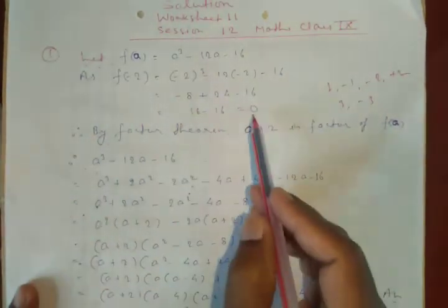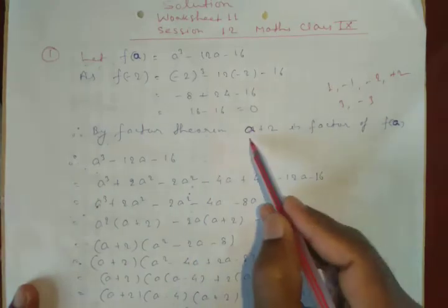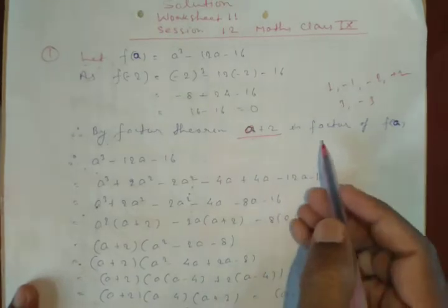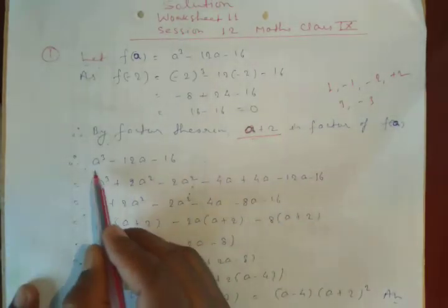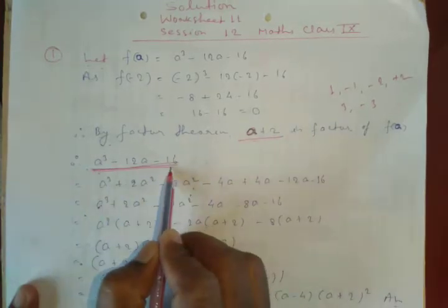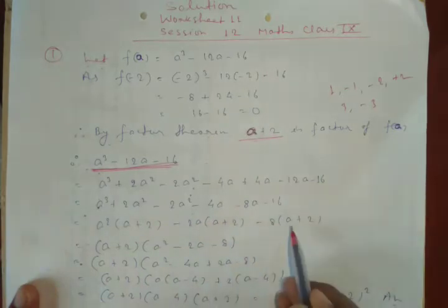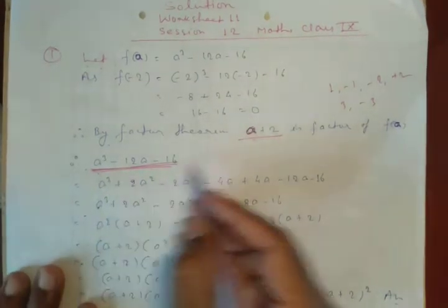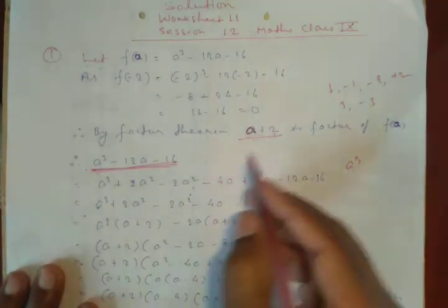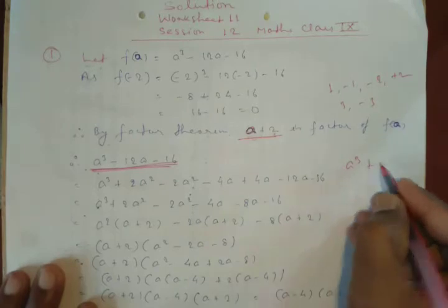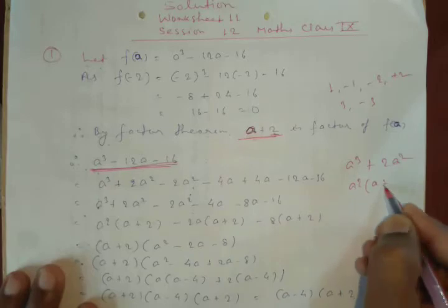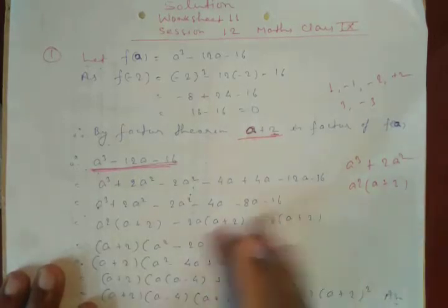It means that by the factor theorem, a plus 2 is a factor of f(a). Now you will rearrange this expression in such a way that a plus 2 will be common. Here it is a cube, and we have to bring a plus 2 common. It is 2 here, so you must have 2a square. When you take a square common, then it will be a plus 2. In this way you have to think, and then arrange.